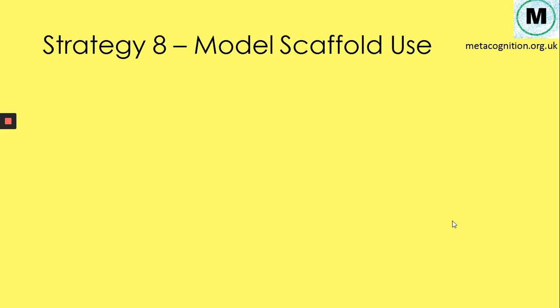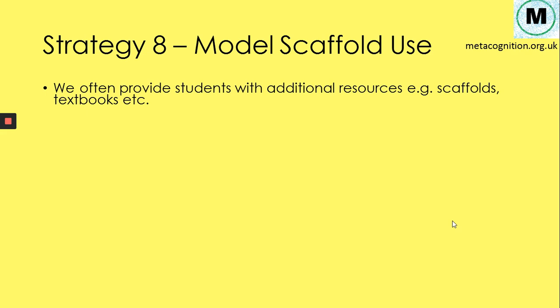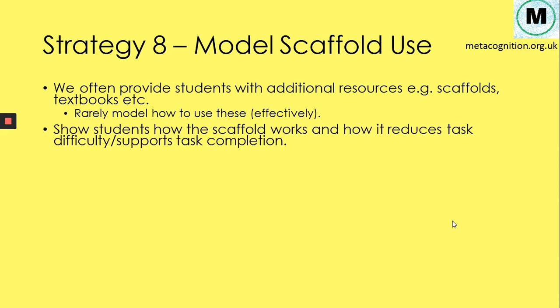Strategy 8, a really important one, to model the use of scaffolds. So often we provide students with additional resources, times table grid, dictionary, thesaurus, whatever it might be. We give them additional resources which we think will help them. But we typically don't model them. It's really hard to model them, especially if we're just giving them out to one or two students. But if we're not showing students how to use them, how do we know they're going to use them effectively? They might do, but also they might not.